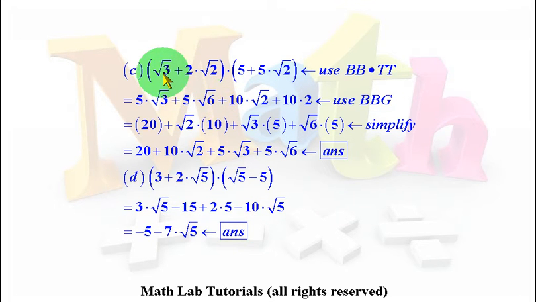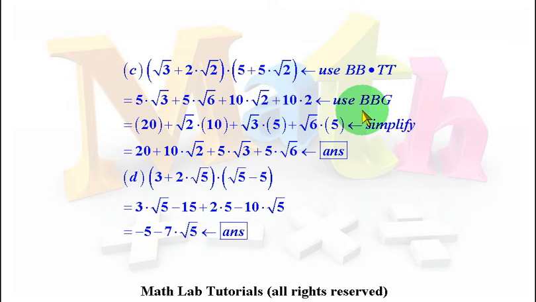Okay, so let's do it again. Root 3 dot 5 dot root 2 is just 5 root 6 because root 3 dot root 2 is just root 6. And then we go on to the second bullet. We get 2 dot root 2 dot 5 is just 10 root 2. And then we get 2 root 2 dot 5 root 2. 2 dot 5 is 10. And then root 2 dot root 2 is 2.